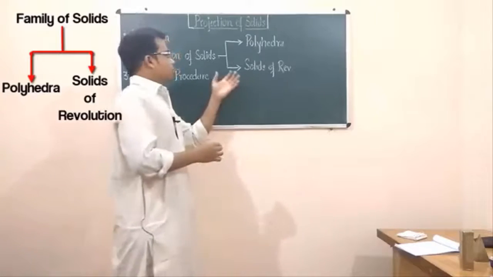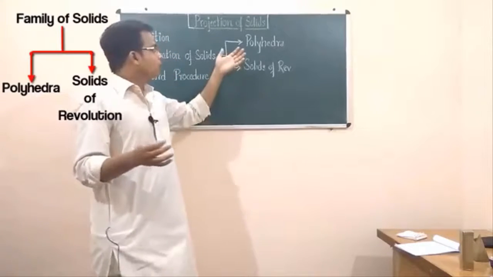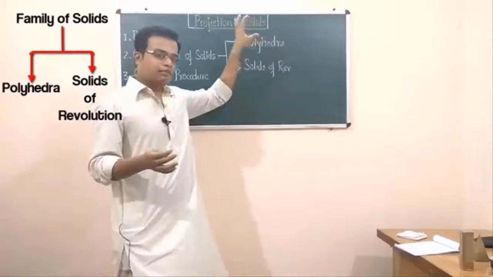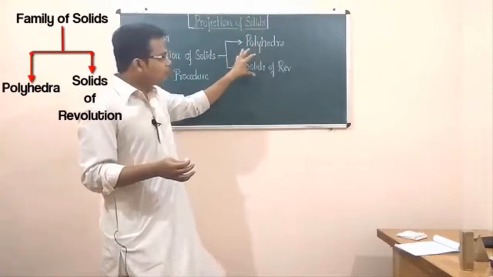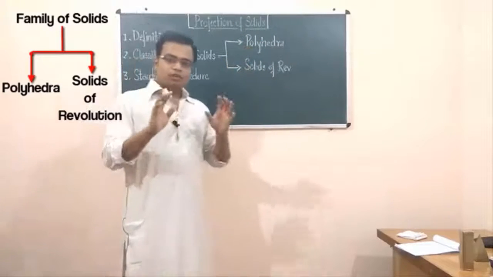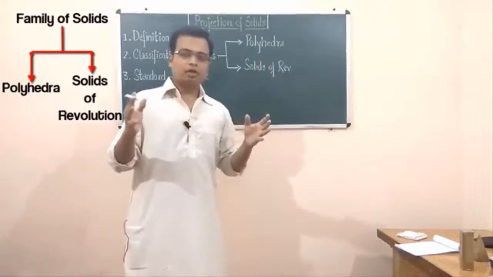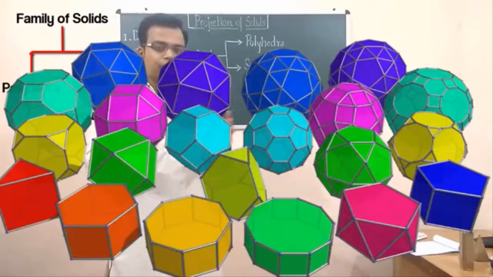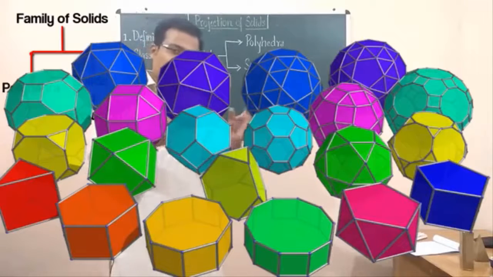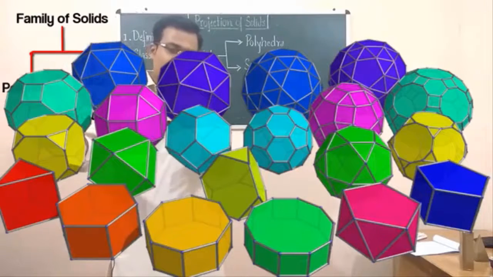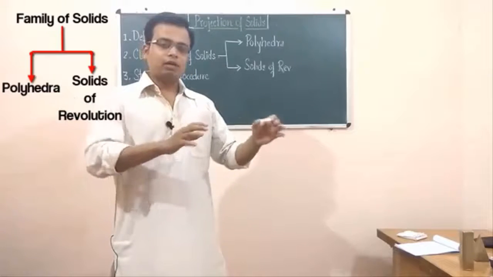Now this is a big family, solids. These are the two main members. There are different types of polyhedrons and different types of solids of revolution. First of all, let me make you familiar with polyhedra. A polyhedron is a solid bounded by plane figures or faces, and when those faces are equal and regular, that sort of polyhedron is referred to as a regular polyhedron.